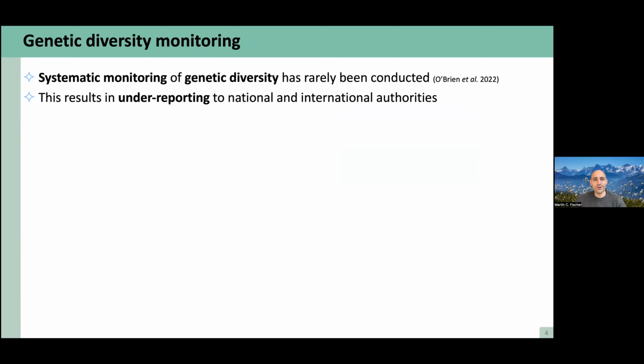It would be very important to report change in genetic diversity to international authorities or national authorities, but that's still very, very rarely done. Currently we have COP15 in Montreal, where the new targets for biodiversity are negotiated, and hopefully genetic diversity will be one of those new targets.